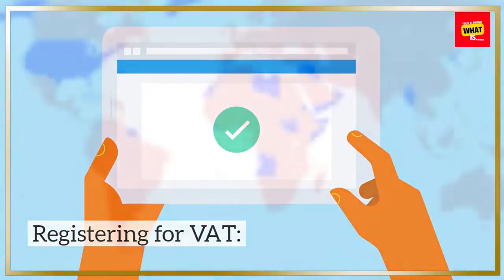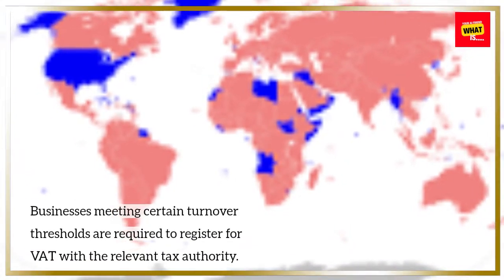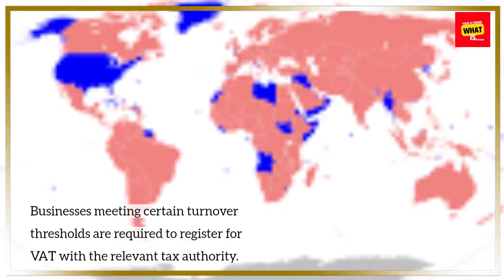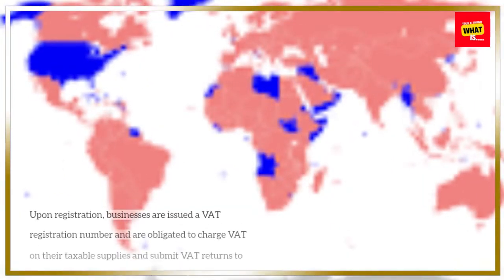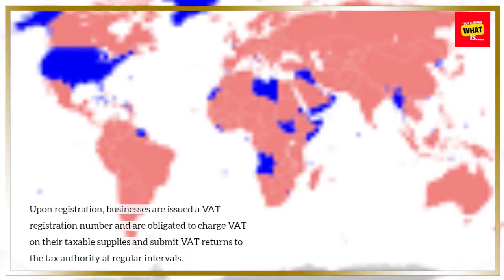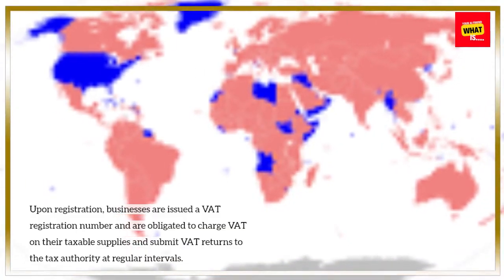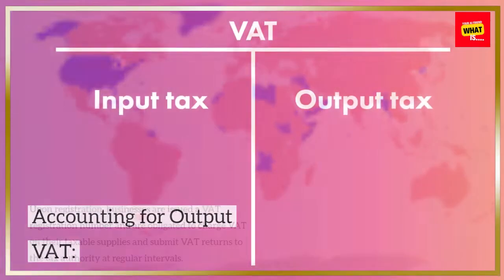Registering for VAT. Businesses meeting certain turnover thresholds are required to register for VAT with the relevant tax authority. Upon registration, businesses are issued a VAT registration number and are obligated to charge VAT on their taxable supplies and submit VAT returns to the tax authority at regular intervals.